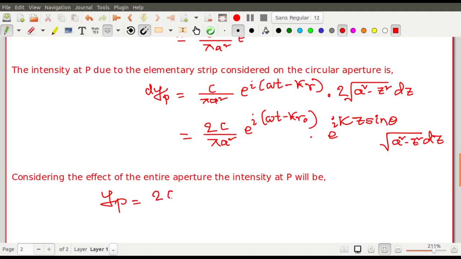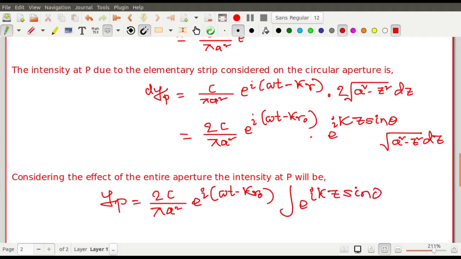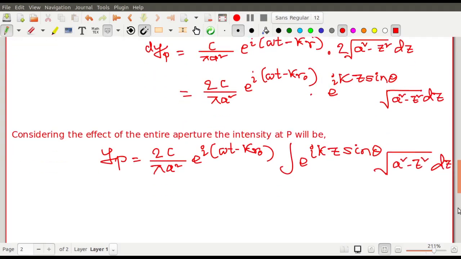So from here, 2c by pi a square, the terms which are unessential, e to the power i (omega t minus k r0), integration i kz sin theta, root of a square minus z square, right? A square minus z square. So that is what you have.